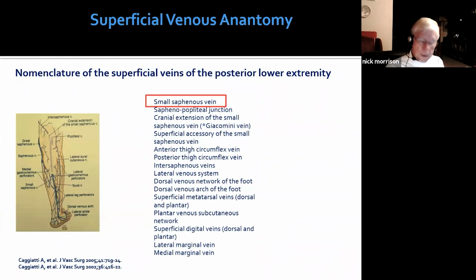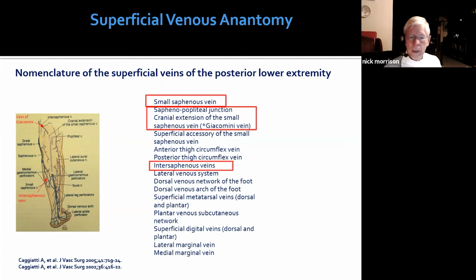So just about the nomenclature of the superficial system, we have the small saphenous vein, again, not the lesser or the short. There's a sapheno-popliteal junction, the cranial extension of the small, which can be the vein of Giacomini, again, if it enters the great saphenous vein. That intersaphenous vein, and the importance of that is reflux from the great into the small.